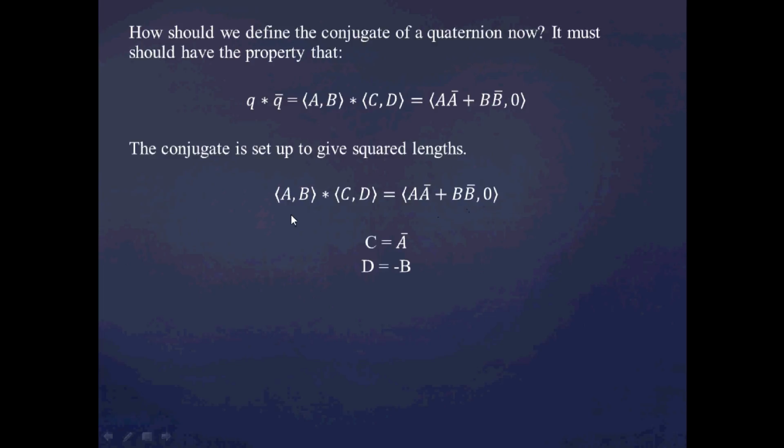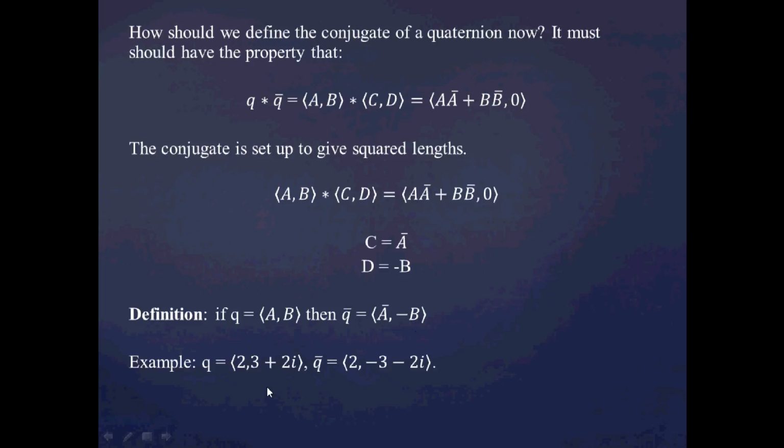And then if you write it out, the second component is already taken care of. We're going to have A times minus B, so it's going to be minus AB. Then we're going to have plus B A double conjugate, which is going to be plus BA. So those two are going to exactly cancel to give me 0. So this is going to turn out to be the correct guess for the conjugate. So the conjugate of q, which is given by (A, B), q bar is going to be given by (A conjugate, negative B).